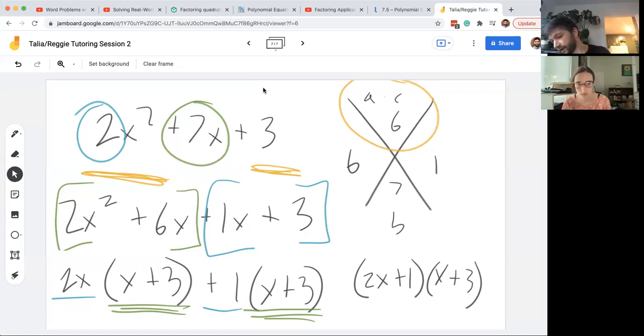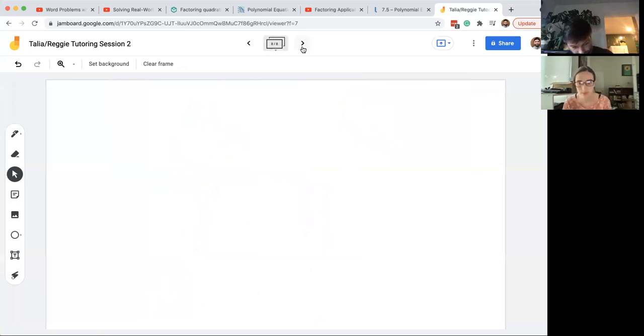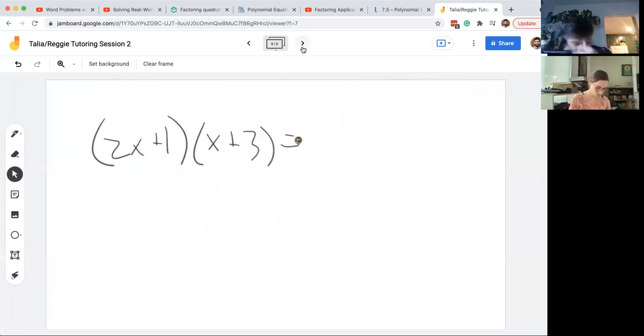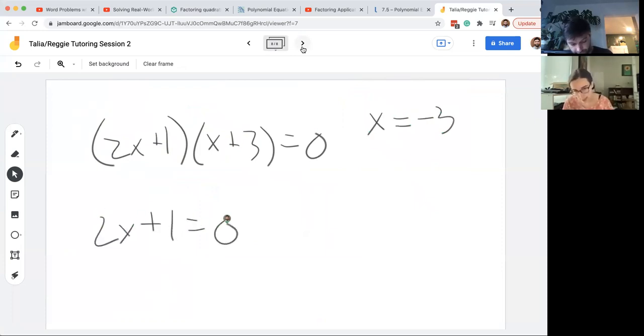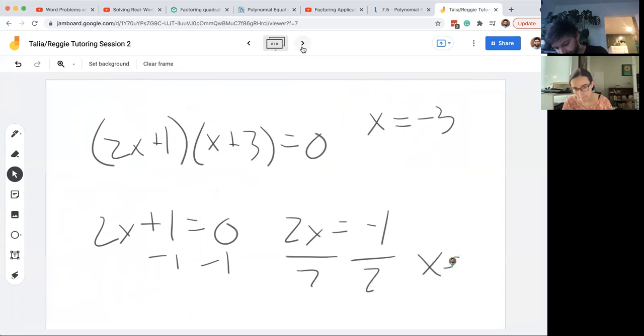And you're going to have the same thing here now where that equals 0. So now solving for x, you're going to have one more step. I'm going to have 2x plus 1 times x plus 3 equals 0. So x could equal -3, because x plus 3 can equal 0, or 2x plus 1 equals 0. So I subtract 1, 2x equals negative 1, divide by 2, x equals negative 1/2.